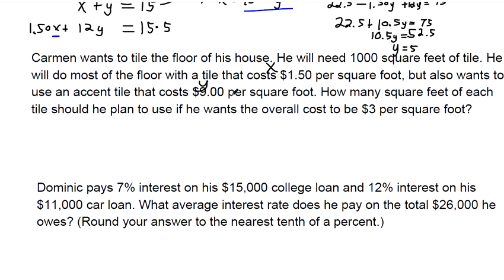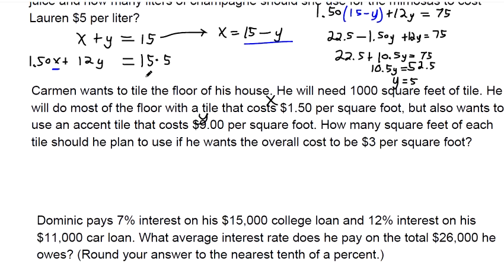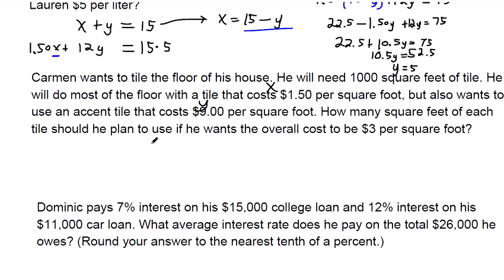So how many square feet of each tile should he plan to use if he wants an overall cost to be $3 per square foot? Let's do the same thing we just did in the other problem. Let's make an equation for the number of square feet of the $1.50 tile, x, plus the square feet of the $9 tile, y. That should equal 1,000.